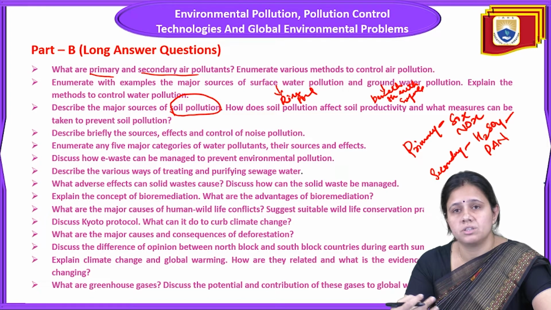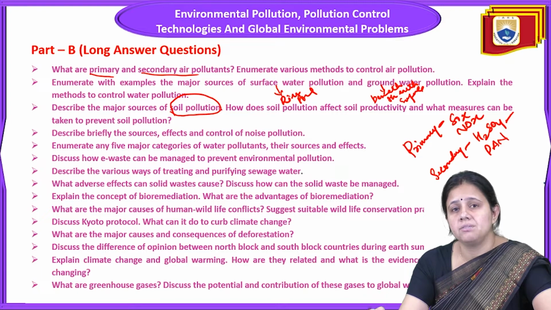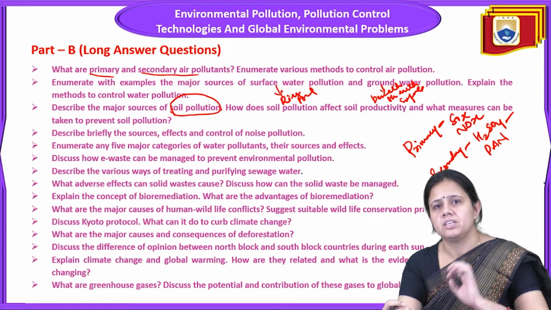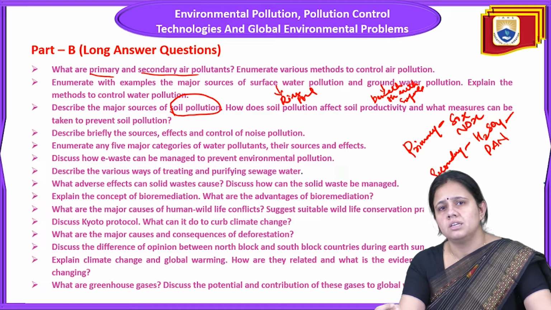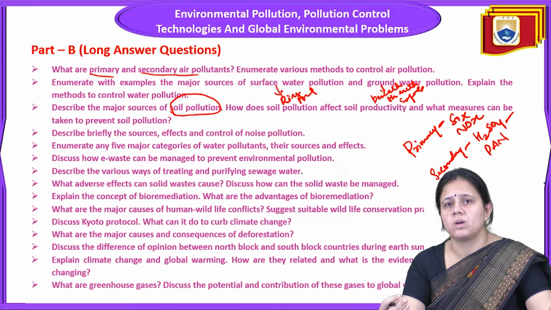Due to the addition of toxic chemicals into the soil, they will enter into the food chain, and it will affect the fertility of the soil. In this way, soil productivity is going to be reduced. And what different kinds of action should we take for the prevention of soil pollution?